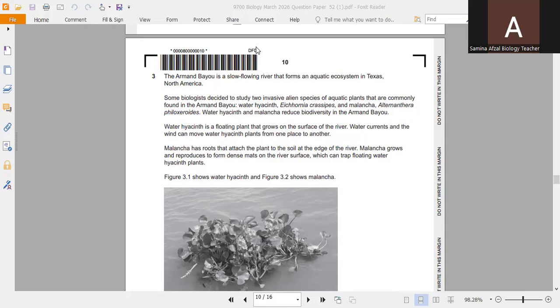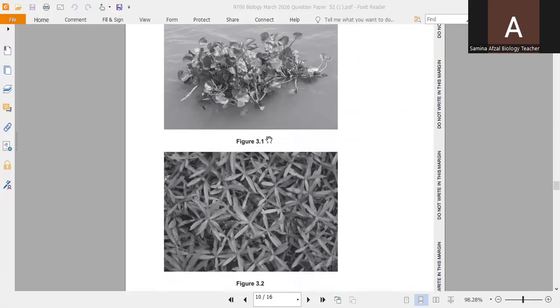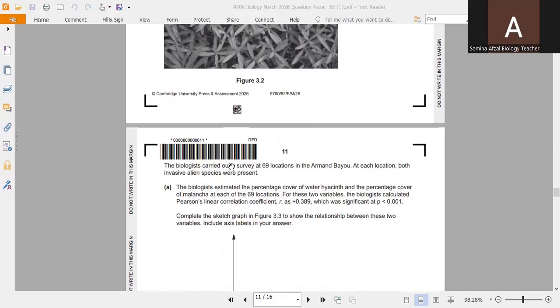Water hyacinth is a floating plant that grows on the surface of the river. Water currents and the wind can move water hyacinth plants from one place to another. Melanca has roots that attach the plant to the soil at the edge of the river. Melanca grows and reproduces to form dense mats on the river surface, which can trap floating water hyacinth plants. The figure shows these plants. You can see 3.1 and 3.2 right over here.